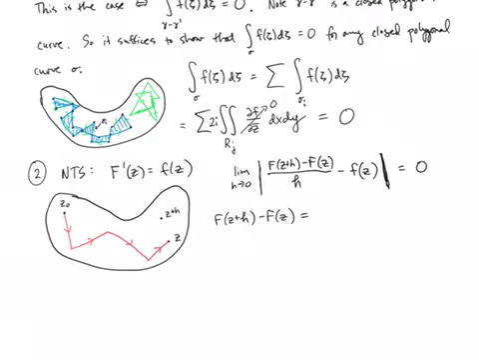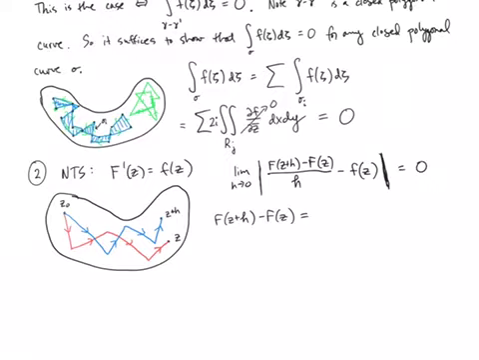Okay, and so F of z plus h, well, how do I represent that? F of z plus h is an integral along a polygonal curve of our little f function. So let's say maybe this is the polygonal curve. And then this F of z plus h minus F of z, that's represented by an integral.